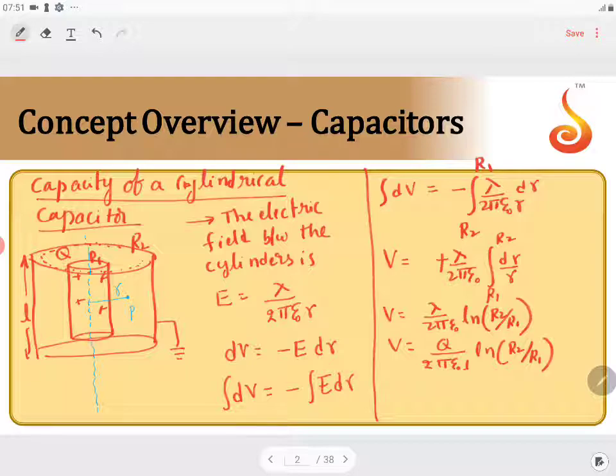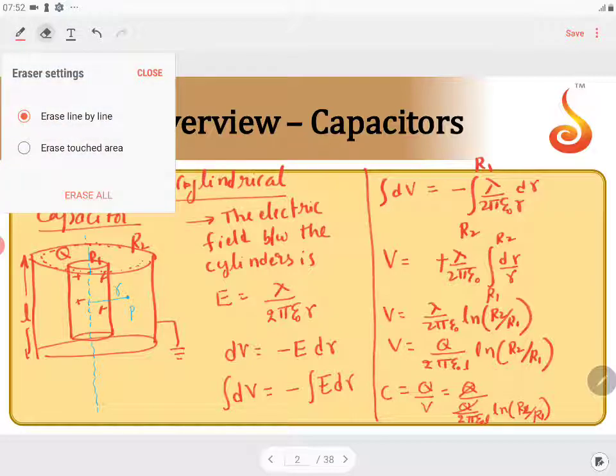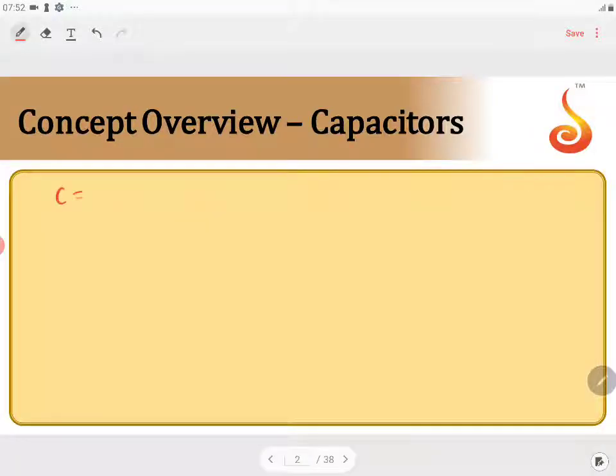Now C is equal to q by V. So remember this. C is equal to q by V, which is equal to q divided by q by 2 pi epsilon naught l ln r2 by r1. Q will be cancelled. Now you'll get the capacitance of the cylindrical capacitor as 2 pi epsilon naught L divided by ln of R2 by R1. So this is what you get.